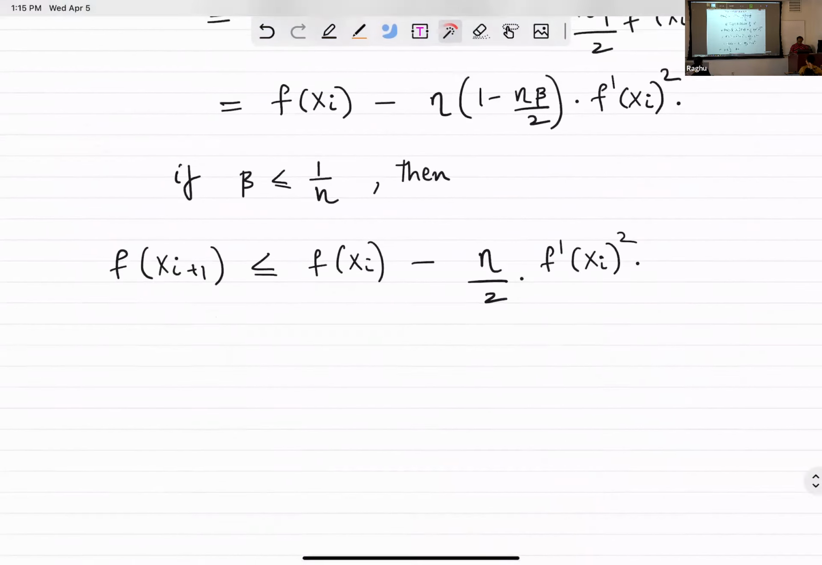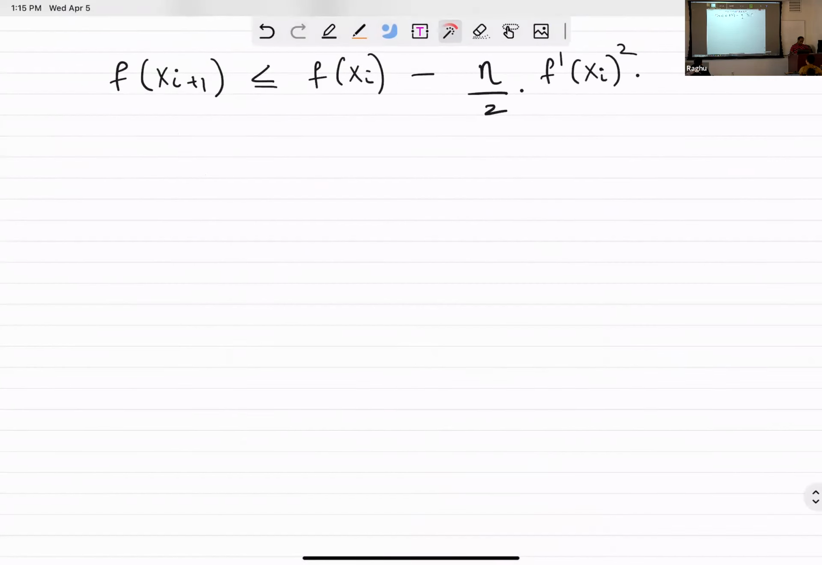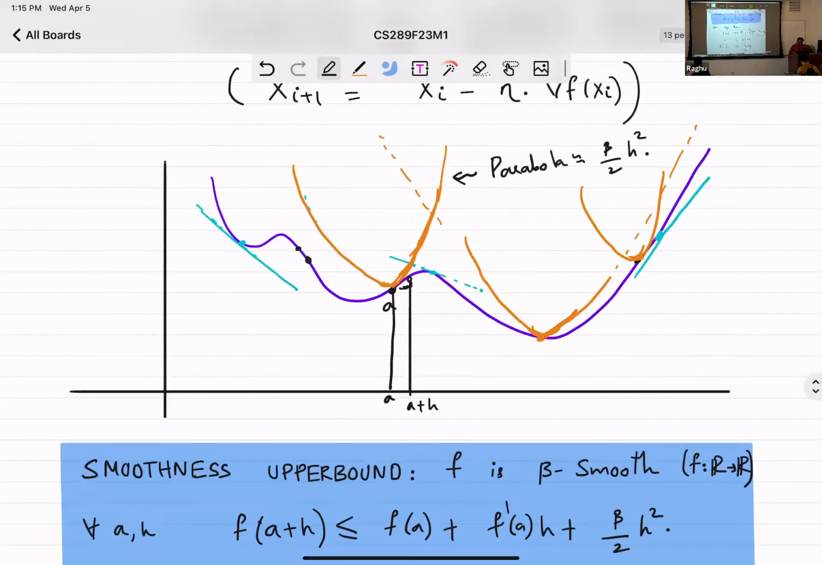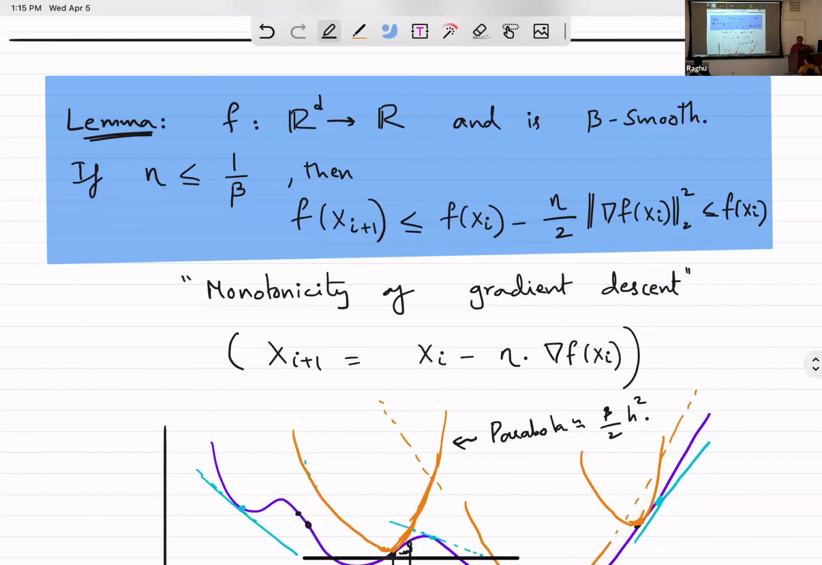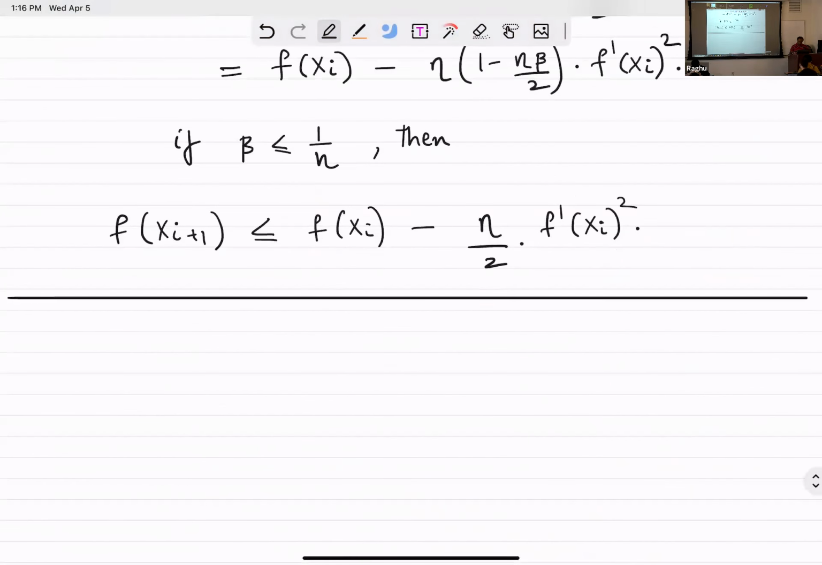At least in the one-dimensional case, it seems that you have monotonicity. How about the higher dimensional case? So this is the proof of the lemma, but only for d equals 1 so far. Now we'll see how to extend it. So this proves the lemma when d equals 1.